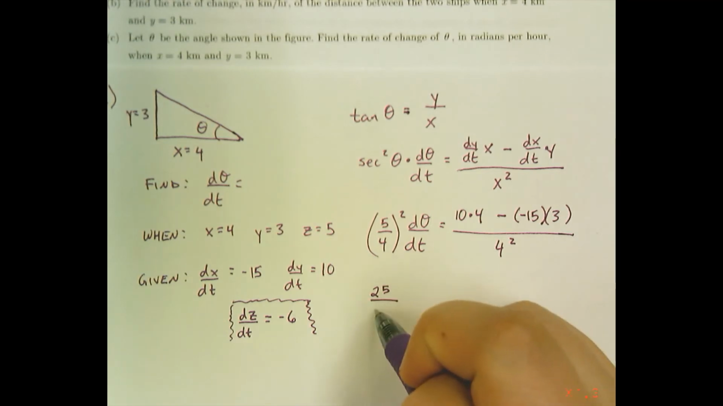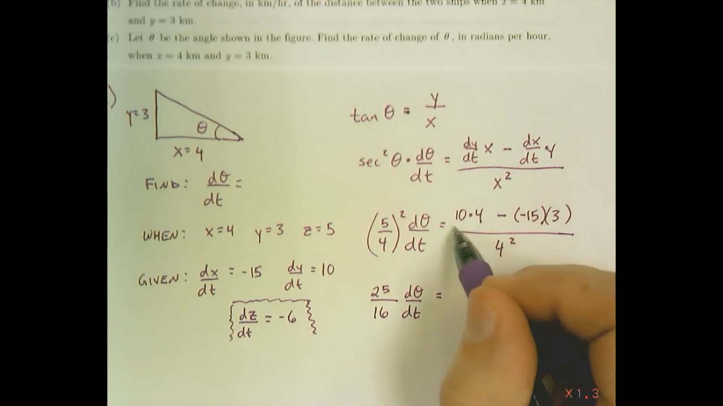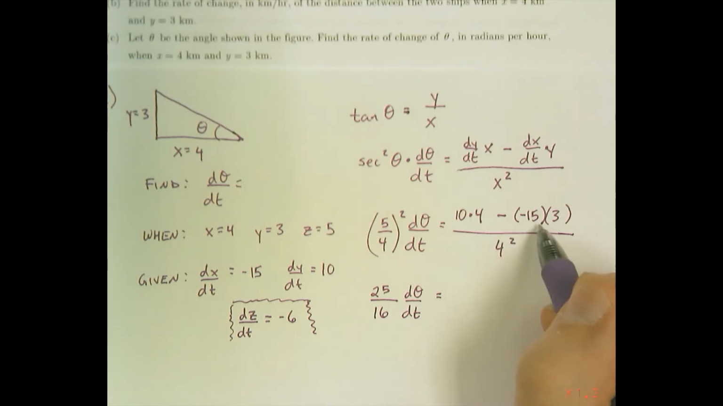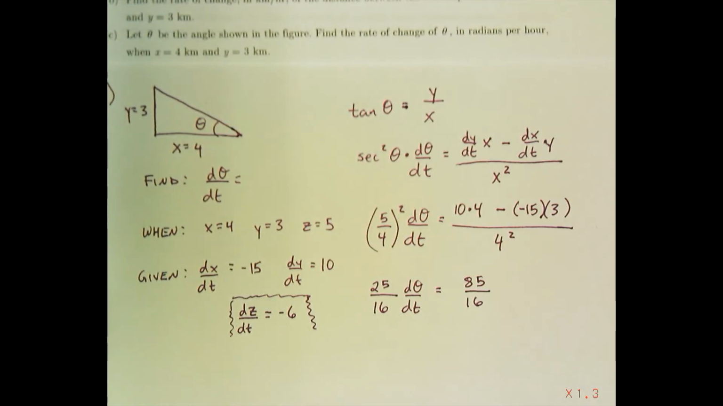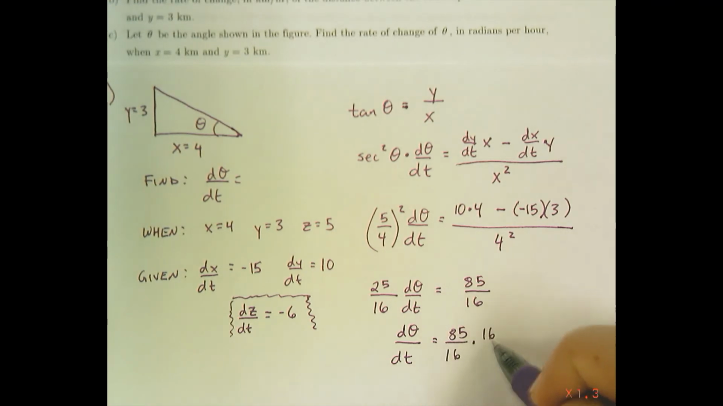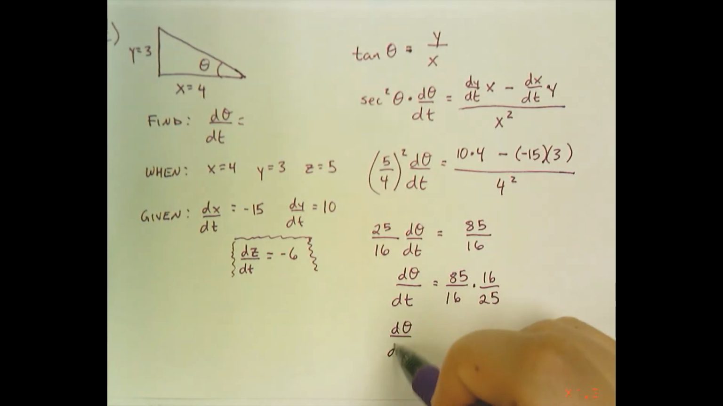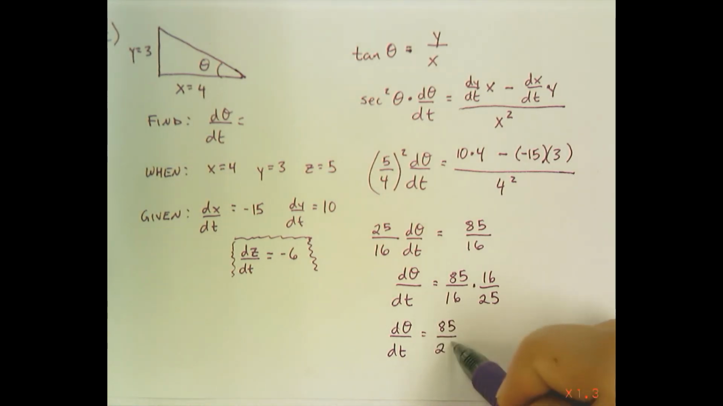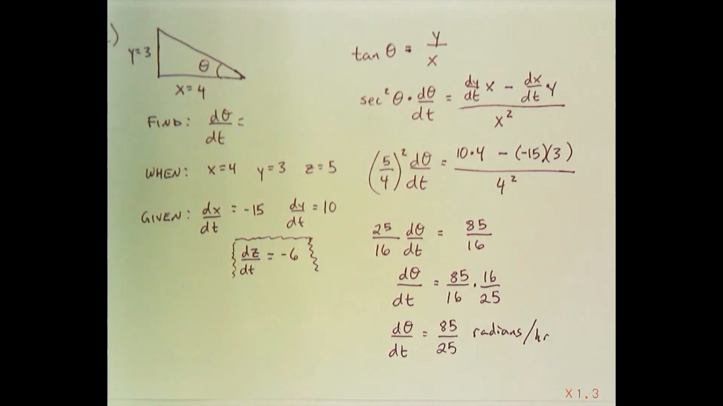I'll apply the exponent, get 25/16 d theta dt equals 40 plus 45 would be 85 over 16. And then multiply the reciprocal to cancel that out, and we get 85/16 times 16/25, which is 85 over 25 radians per hour. And those are both multiples of 5, so you could reduce that if you wanted to.